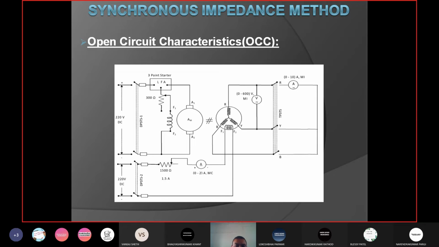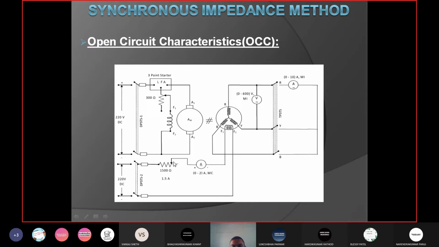At that time, at zero field current, we have to measure the open circuit voltage. In the observation table, we have to note down the reading of open circuit voltage. This voltmeter measures the open circuit voltage, VOC, and this ammeter measures the field current, IF. So we note down VOC and IF. At zero field current, we measure the open circuit voltage.